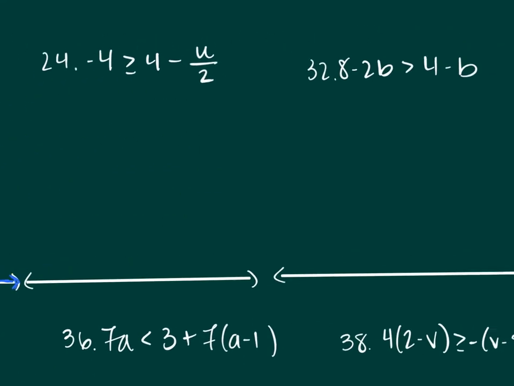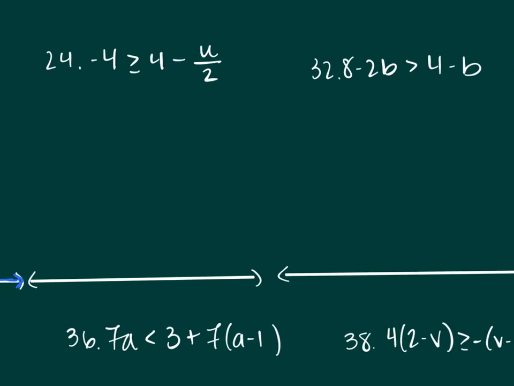For 24, we've got -4 greater than or equal to 4 minus u over 2. So first thing we can do is subtract 4 from each side. We get -8 is greater than or equal to -u over 2. We're going to multiply both sides by 2. So we get -16 is greater than or equal to -u. We're going to multiply everything by a -1 now. So we get that u is greater than or equal to 16, because again we multiply by a negative, so it flips.